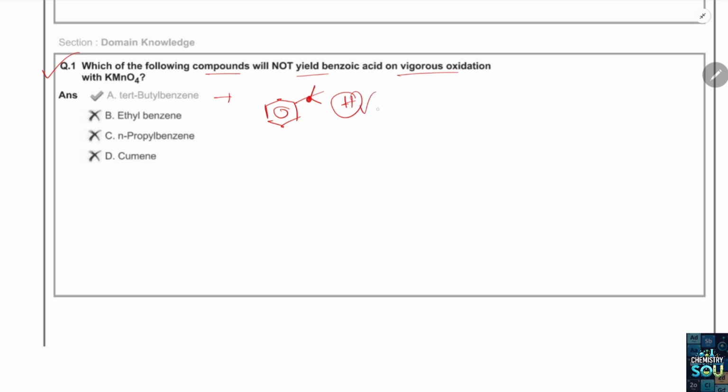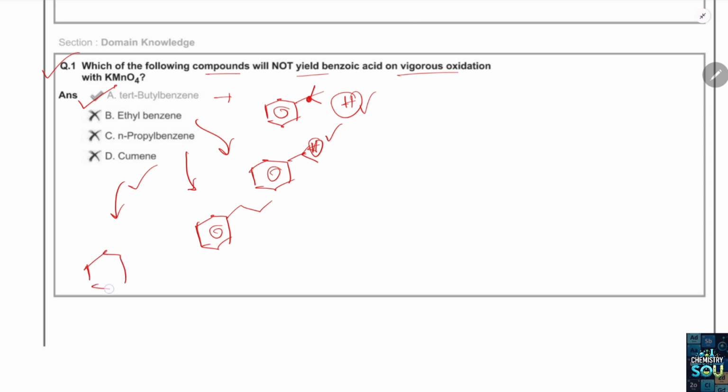No hydrogen is present, so this will not be able to do the oxidation, so option A is correct. On the other hand, ethyl benzene can do the oxidation. Here 2 hydrogen atoms are present, so it can do the oxidation and convert to benzoic acid. Similarly for propyl and cumene also. So option A is correct.